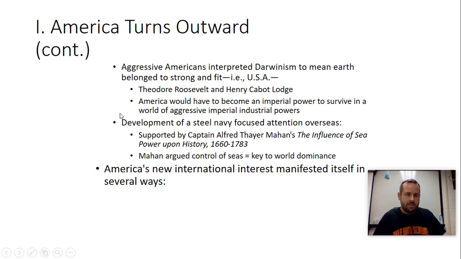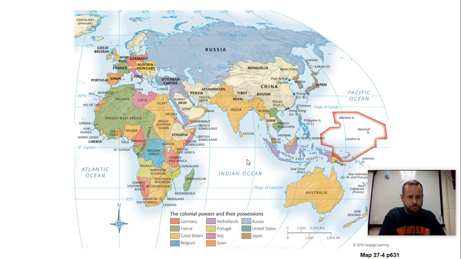Or maybe on this last bullet point, just this idea of strength, that we needed a strong Navy, because if we didn't have a strong Navy and strong naval outlets around the world, that other countries would be able to dominate us. And so as a way of Darwinism or just survival of the fittest, many pushed America to expand outward.